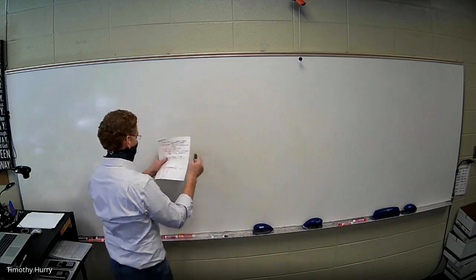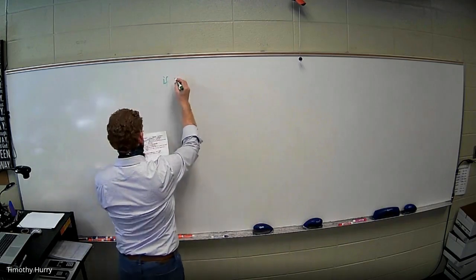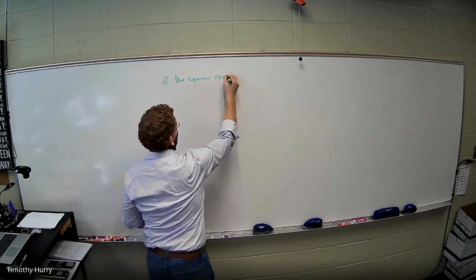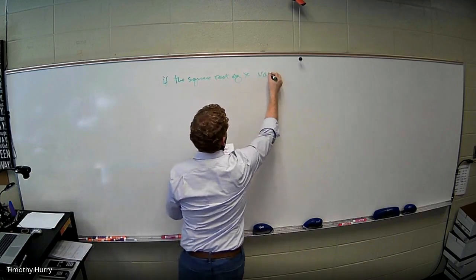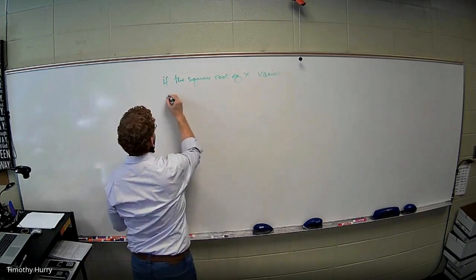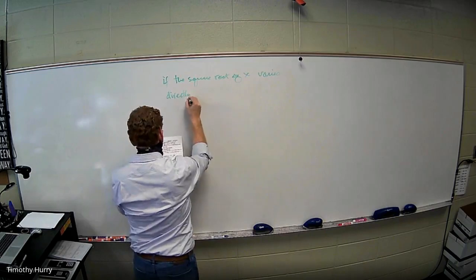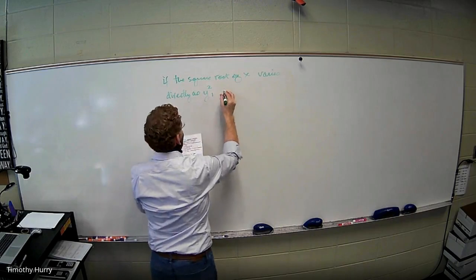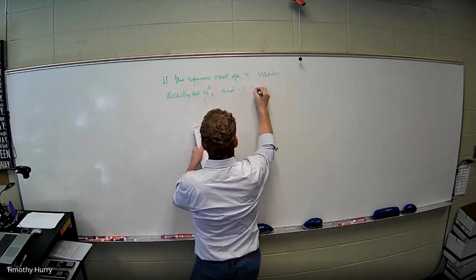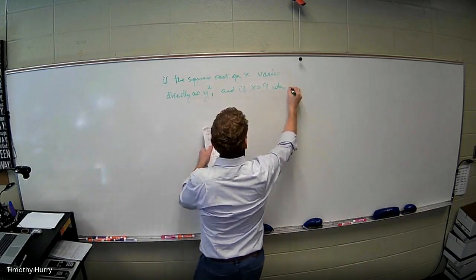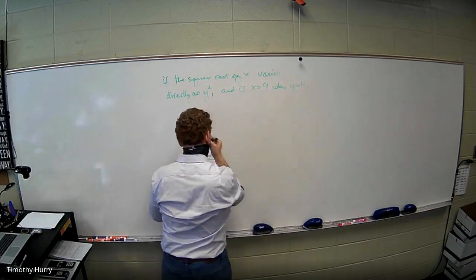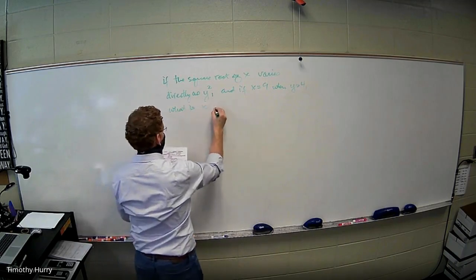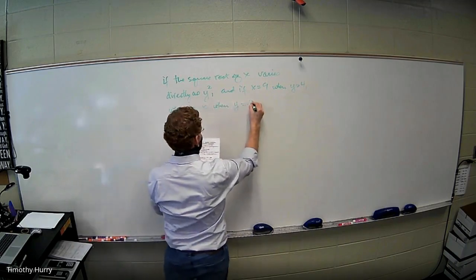So what if I said, if the square root of x varies directly as y squared, and if x is 9 when y is 4, what is x when y is 2?